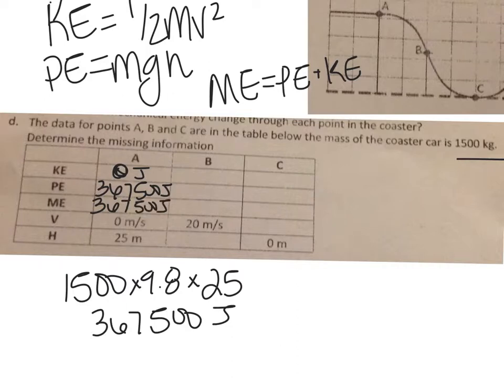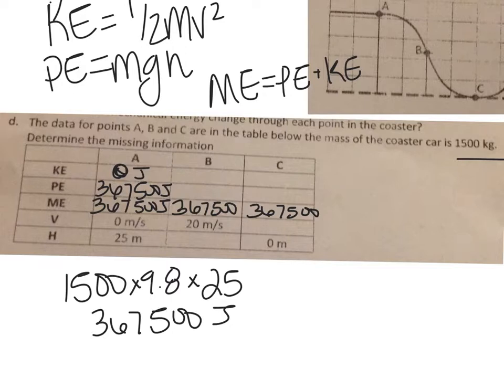Now, because of the law of conservation of energy, and we are considering this a closed system, the mechanical energy is going to stay the same for every single point on our coaster track. So that 367,500 is going to go for all 3 points. And if we were to continue on the diagram for points D and E, it'd also be the same. All right, so that finishes point A.